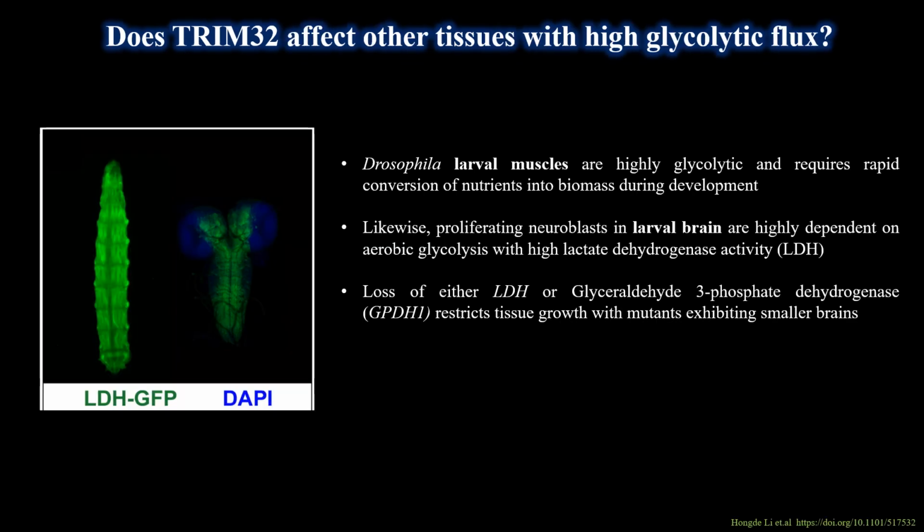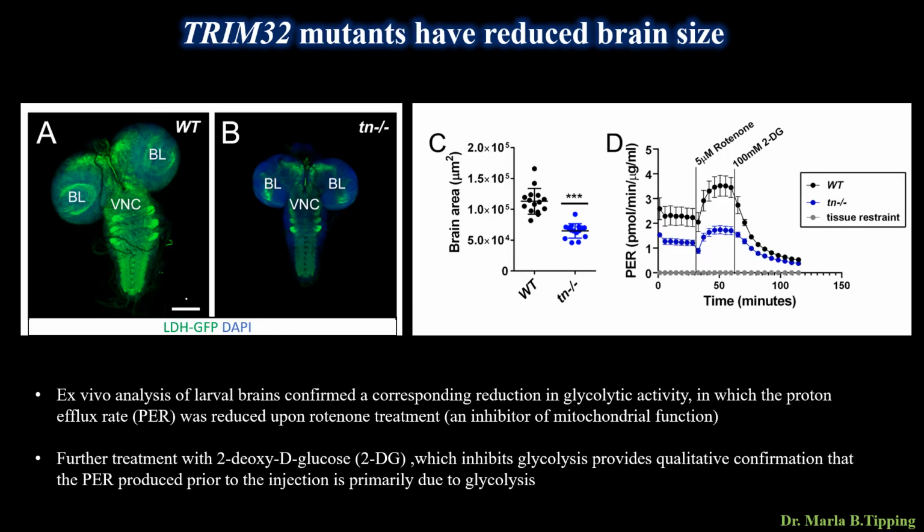Just like larval muscles, the Drosophila larval brain is highly glycolytic in nature. As you can see on the left, we have used an LDH-GFP reporter to look at the endogenous glycolytic activity. You can see high glycolytic flux in the larval muscles, and similarly you can see it in the larval brain. We have so far established that TRIM32 mutants exhibit reduced glycolytic flux, and specifically TRIM32 mutant muscles have reduced glycolysis. Therefore, we wondered whether TRIM32 can also affect other tissues which are highly glycolytic in nature. So we decided to analyze mutant brains.